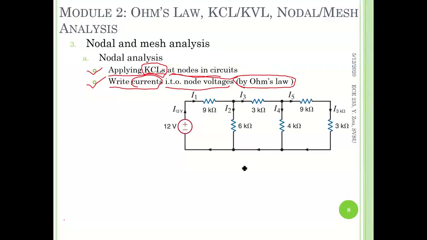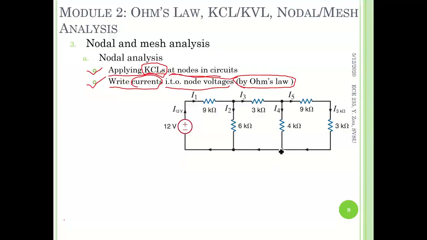Both nodal and mesh analysis are for finding voltages at all nodes and currents along all branches. The best way to learn this is obviously having an example to go through. So this is the circuit example. Let's see how we conduct the nodal analysis. First, we need to write the KCLs at nodes.